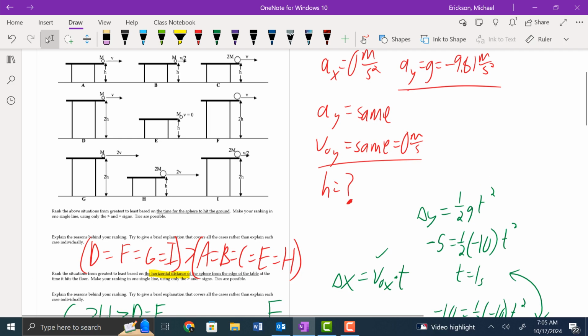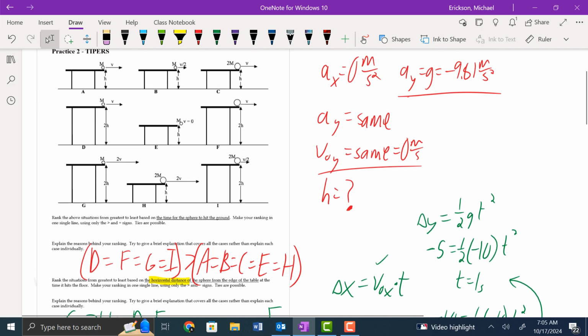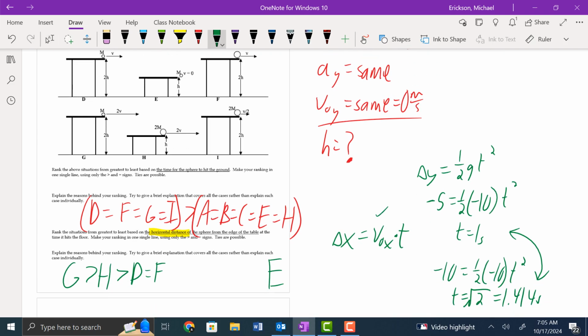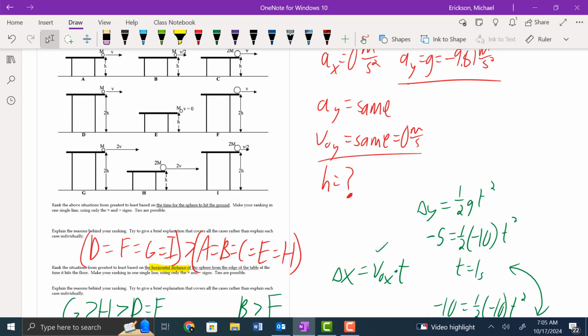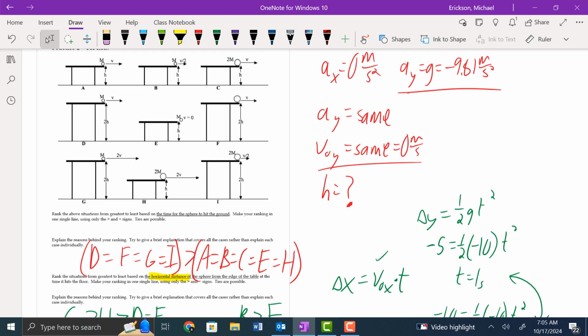So I'm left with A, C, H. B is the slowest one of those, if you notice. So B is the slowest one. So we have A, C, and, sorry, not H, A, C, and I.